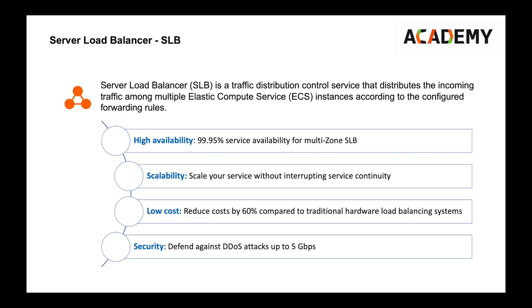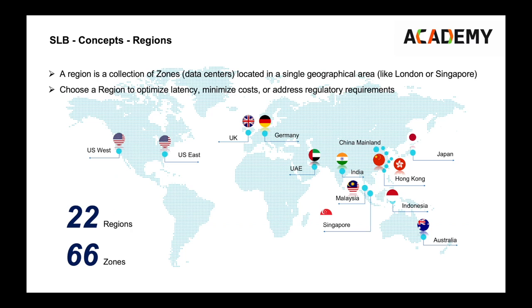Of course, like our other Alibaba Cloud products, it defends against DDoS attacks of up to 5 gigabits per second. Like ECS, OSS, and our other core services, SLB is available across all 22 regions and 66 zones that Alibaba Cloud has worldwide. So no matter which region you choose, you will be able to deploy SLB. Next, we'll take a look at some of SLB's key features.